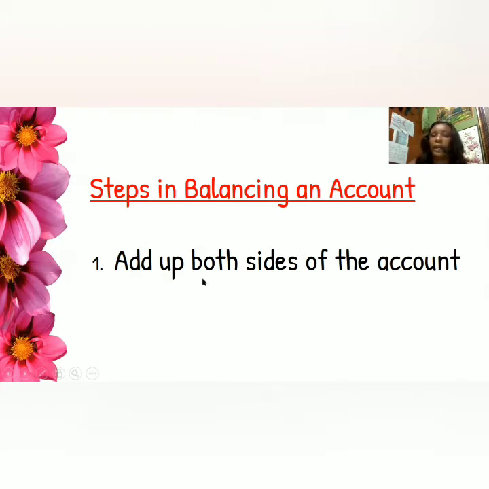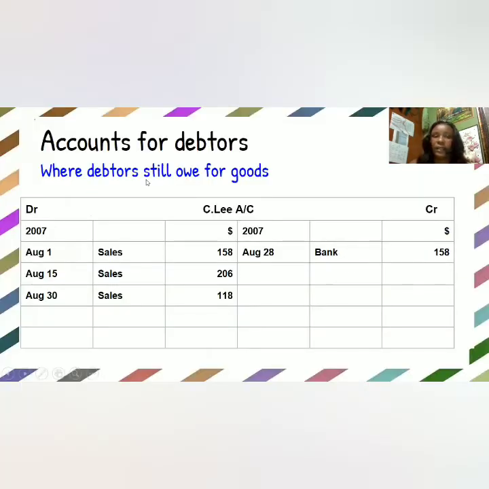Step 1, add up both sides of the account. So here you go. Let's look at Sealy account. We have the debit side, DR, and the credit side, CR. The debit side records whatever is going in the account, and the credit side, whatever is going out of the account. Okay. August 1, sales 158. We know that means what? That on August 1, we sold goods to Sealy for 158.